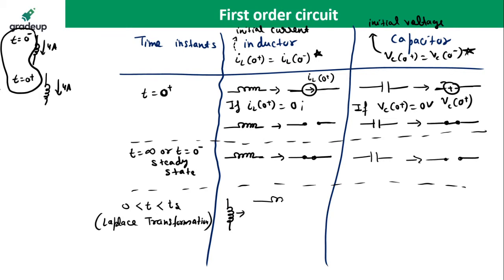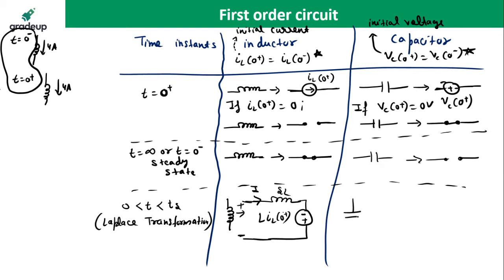Inductor will change into a Laplace form sL in series with a voltage such that the magnitude of voltage is L·iL(0+). Let me write again: the magnitude of voltage will be L·iL(0+). And see one point very carefully: the polarity of a voltage source is opposite to the current flowing. So current is flowing, it will enter into the negative terminal of the voltage.